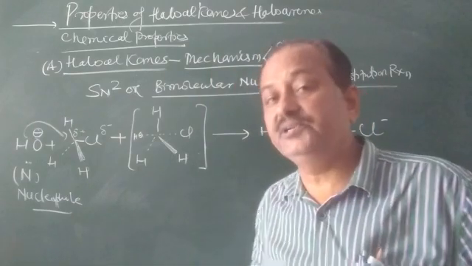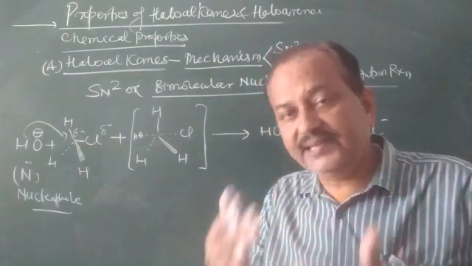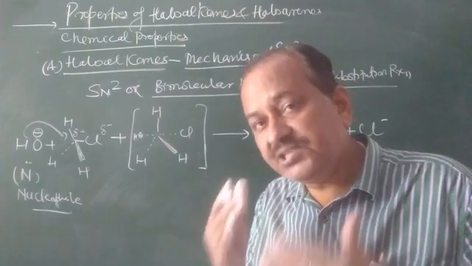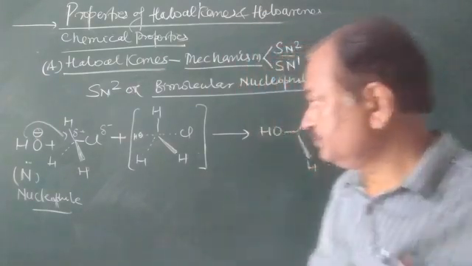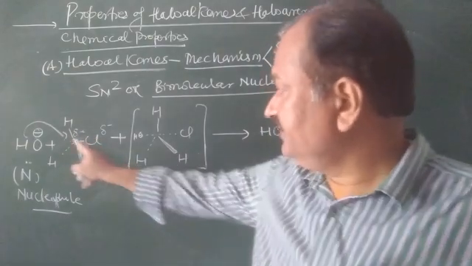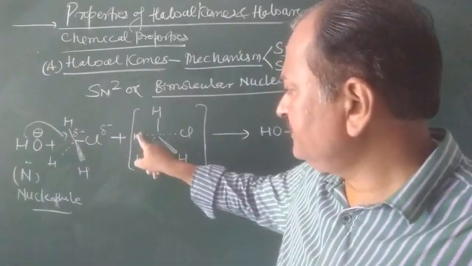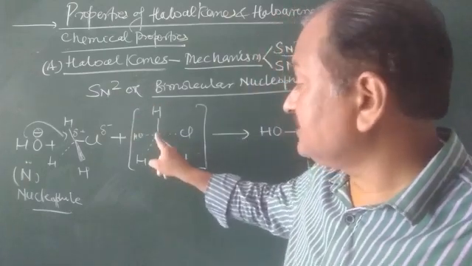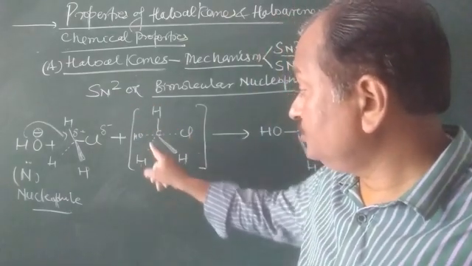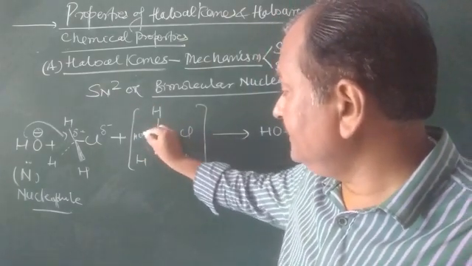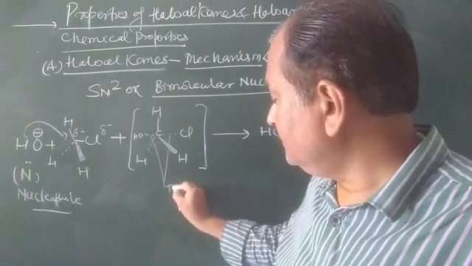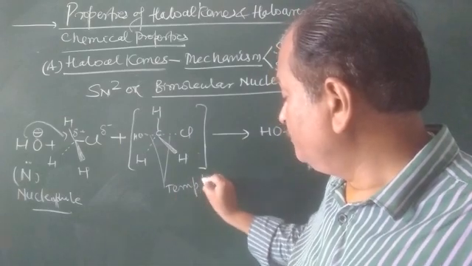This is very important to note that all the chemical reactions have their own mechanism and they proceed in a particular manner. So as a result of this attack, this OH will be attached to this carbon. Here there is the carbon. So this dotted line indicates the temporary bonds.